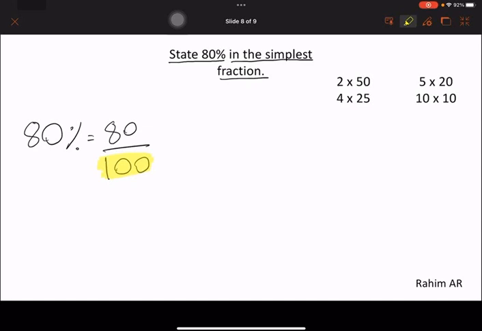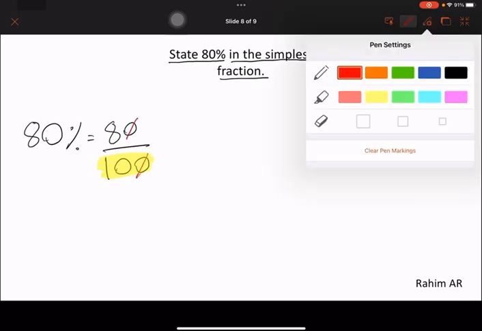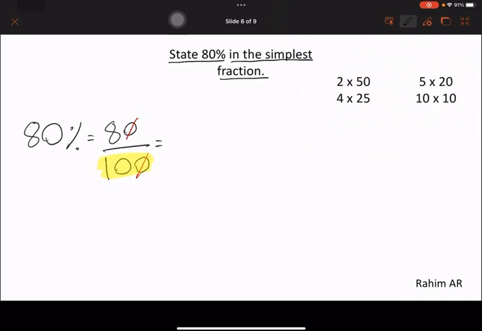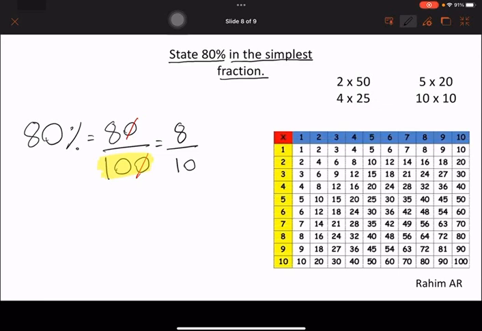Right now we can see that we have 0 at the top and the bottom. We have 0 here, we have 0 here. We can cross it out, so it will become easier for us to calculate the answer. So right now, what's left is 8 over 10. If you still remember the magic box, we can use the help of the magic box to simplify our fraction.